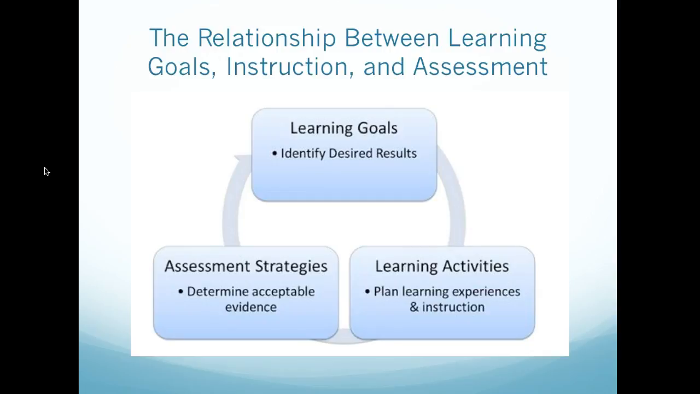You may have seen something like this in other classes, the relationship between learning goals, instruction, and assessment. So your learning goals, your identified results, what you want to have happen, lead you to your learning activities and your planning experiences and instruction. And actually this arrow should be recursive, going both ways. And your assessment strategies are how you determine that they've learned what you want them to learn. And then they can understand and apply it. Also, as you know, the assessment strategies provide a foundation for instruction, so it can go the other direction as well, always with the learning goals in mind.